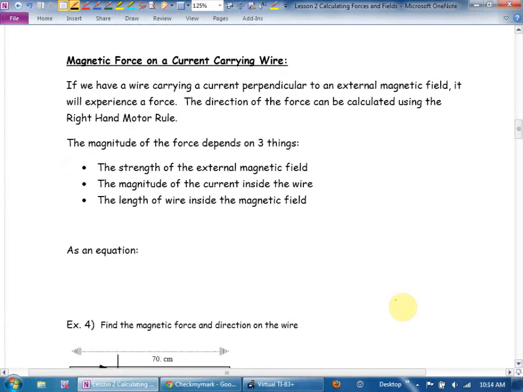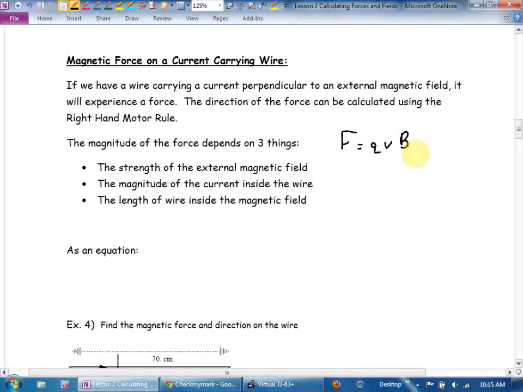That's on a single charge. If we have a wire carrying current perpendicular to an external magnetic field, it will experience a force. Basically, a wire is a bunch of charges holding hands. They're stuck together. So, we originally said this.